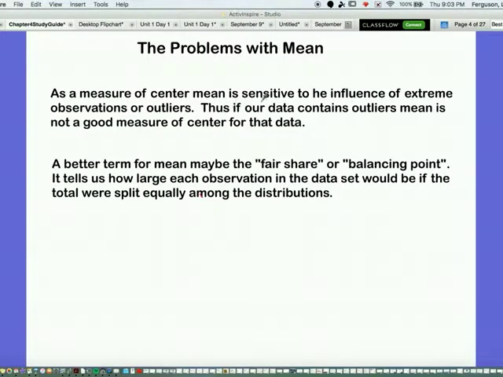So basically, if our data contains any outliers, then mean is not a good measure of center for that data. You basically have to choose between mean and median, and if you see that you have an outlier, it's probably not good to go with the mean to find your center. A better term for mean may be the fair share or the balancing point, and we're going to do an activity in class that emphasizes this balancing point idea. Basically, the mean tells us how large each observation in the data set would be if the total were split equally among the distributions.